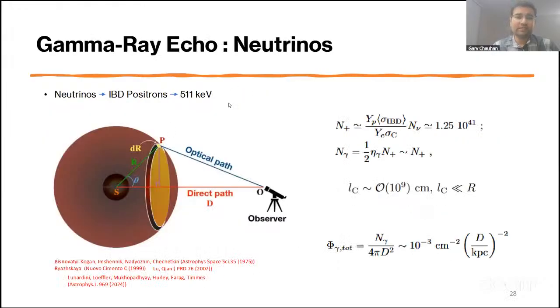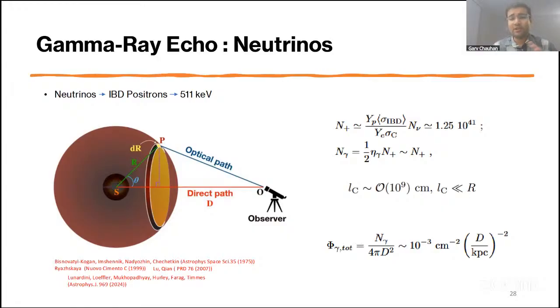So the original idea that I was discussing earlier is that two neutrinos through IBD produce positrons, which gives you a 511 keV line. The number of positrons that you produce in that case, or any other case that we'll be studying, gives you roughly the number of 511 keV photons that you see. But you can only see these photons if the annihilation of these positrons happens in a very thin layer around the surface, which is a Compton transparent region.